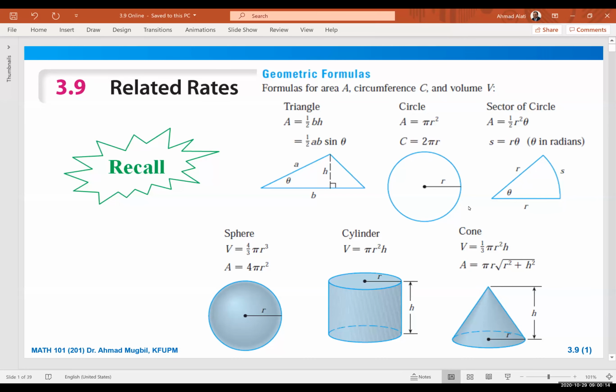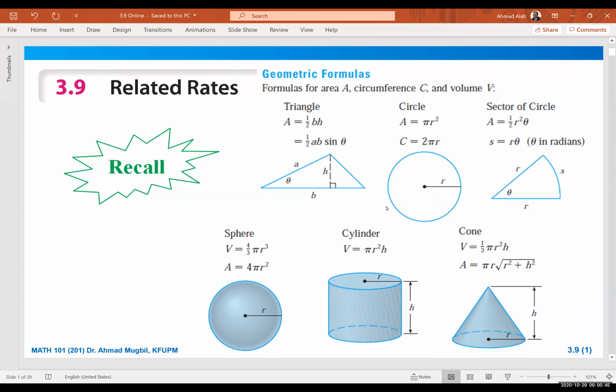We will continue working on section 3.9 that we have already started in the previous class. As I said, ya Shabab, in the previous class, it is important to recall some geometrical formulas for the volume, the area, the surface area, the circumference, and so on. So these are just the most important ones. But of course, you may need others.